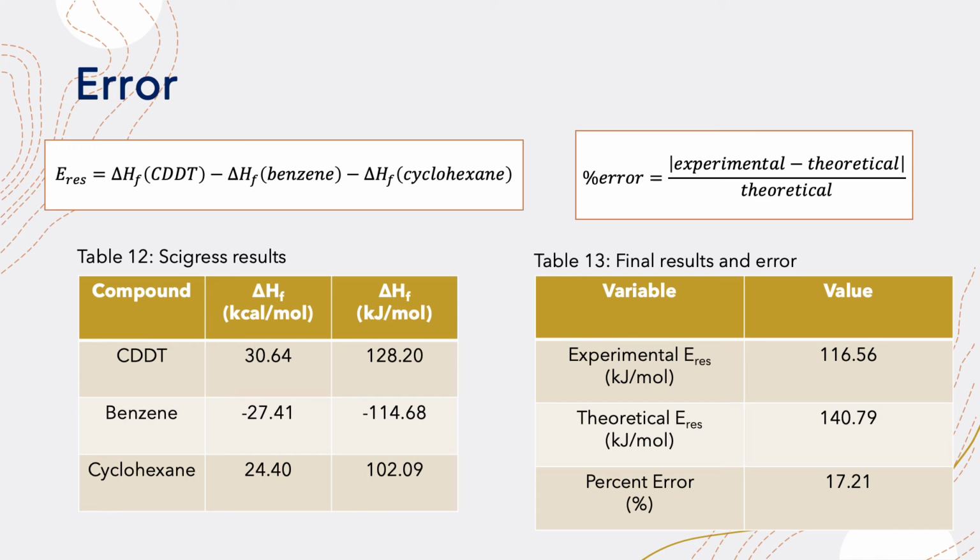So next I wanted to compare the experimental results from the calorimetry experiment with the more fine-tooth, hopefully more accurate experimental results from Cygress. And I got these values from Cygress, converted them from kilocalories per mole to kilojoules per mole, and put them into this equation here to get the theoretical resonance energy. Then I compared the two using the percent error equation and found a percent error of 17.21%.